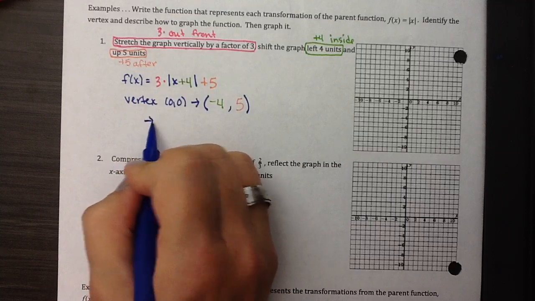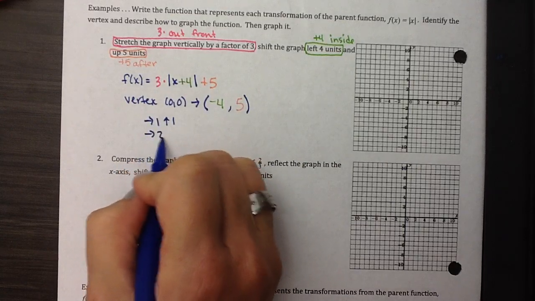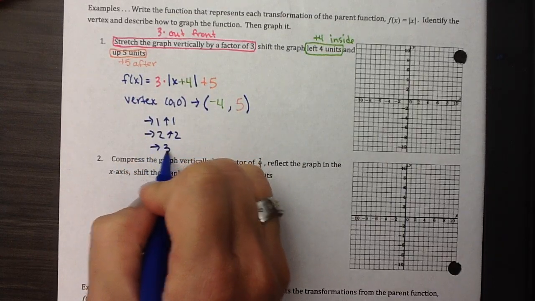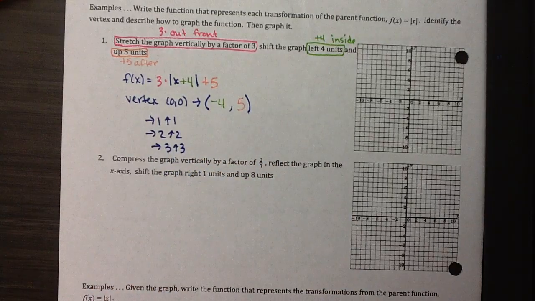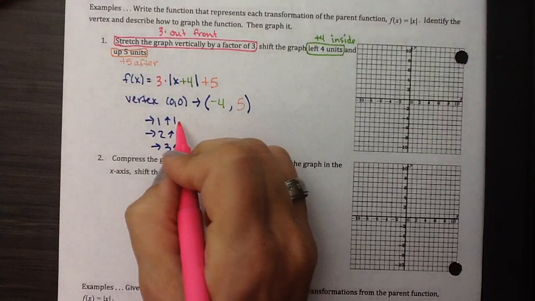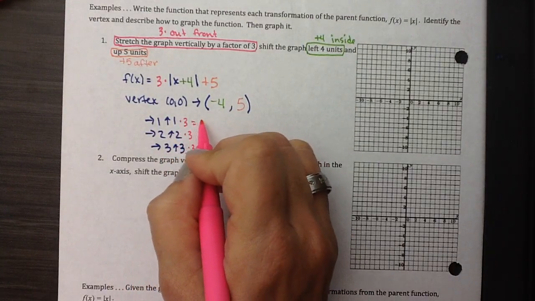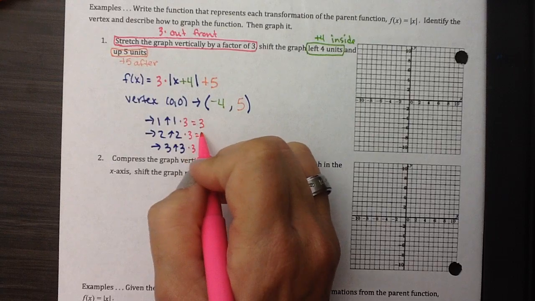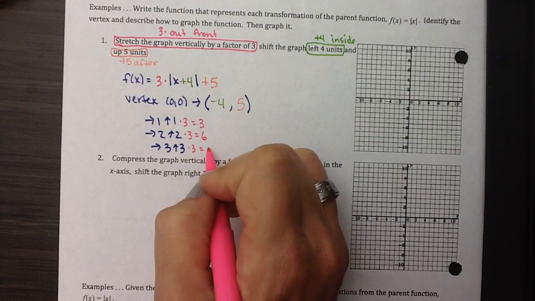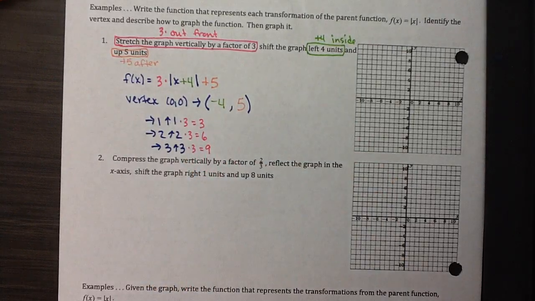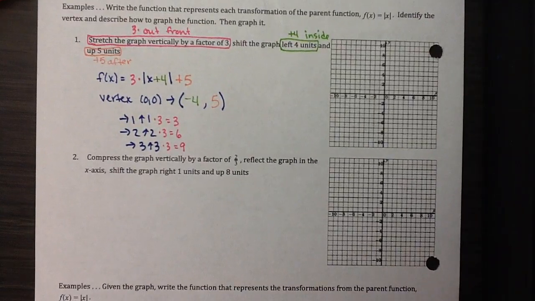Then normally to graph, I would go over 1, up 1, over 2, up 2, over 3, up 3. But I have a stretch of 3, so I need to multiply all my ups by 3. So then I'll go over 1, up 3, over 2, up 6, over 3, up 9. That may not all fit on my graph, but that's okay.